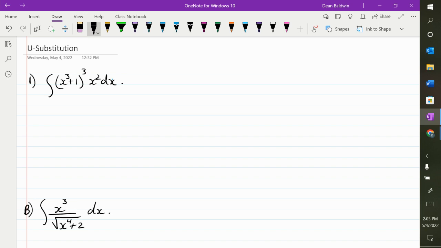So, what's u in this case? 3x, you mean x cubed plus 1? Sorry. There you go. So u is equal to x cubed plus 1. What is the next step? You find du over dx? Yes, take the derivative essentially, right? And I get 3x squared. Correct? Okay, what do you do next?